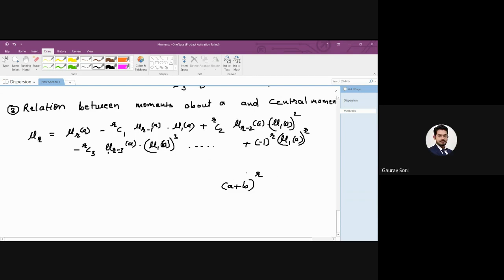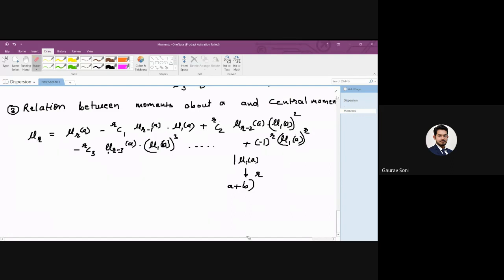Sir, the B term is actually mu 1 of A, right? Yes, Saurav, what do you want to ask? Sir, for the third property, relation between moments about A and the central moments, do we have to remember that for mu r we need to use a binomial expansion? No, you don't have to remember that. I'm giving you the way by which you can derive the formulas whenever required. Yes, as Manas said, it looks like binomial expansion where the coefficients are the binomial coefficients.